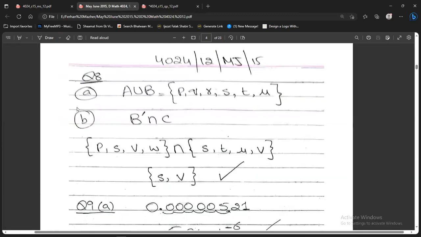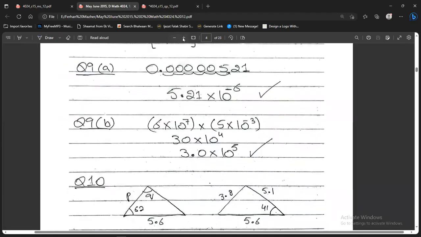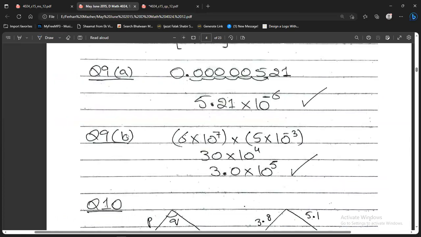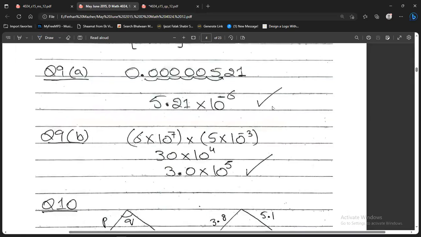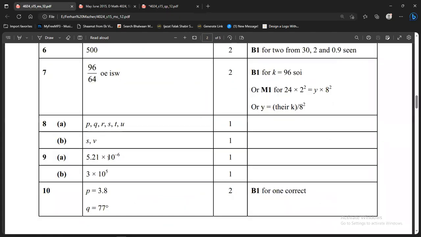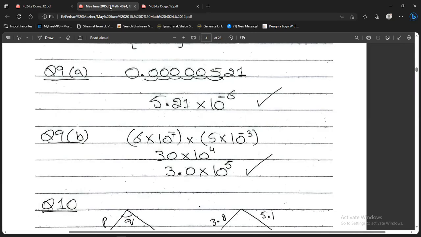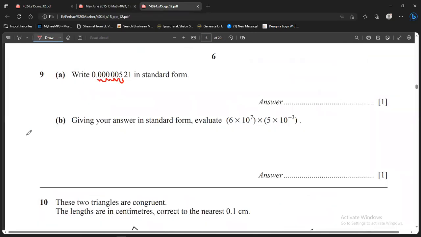So my standard form will become 5.21 expo minus 6. This number here must be more than 1 and less than 10. 5.21 expo minus 6 is the right answer, sir. Question number 9, it's B part.